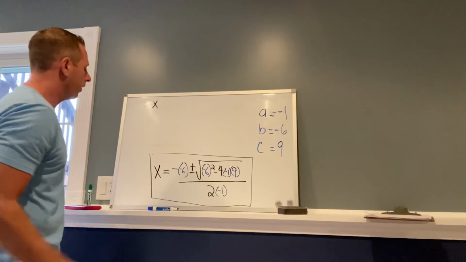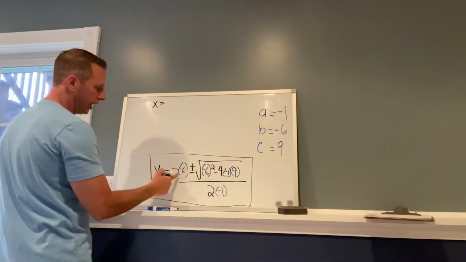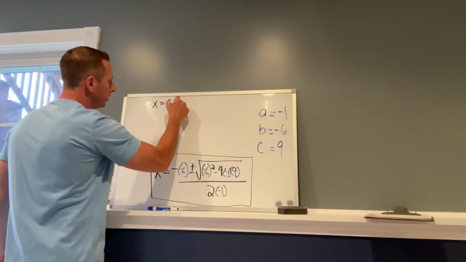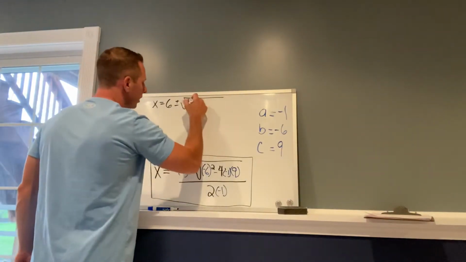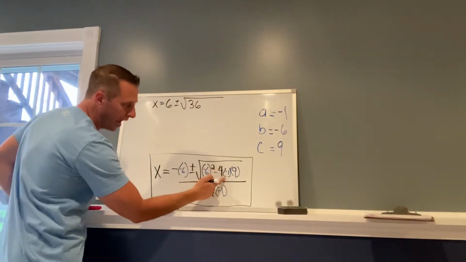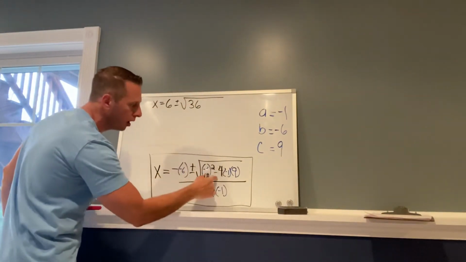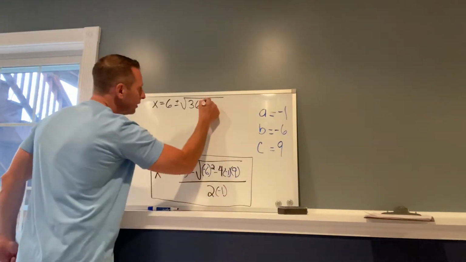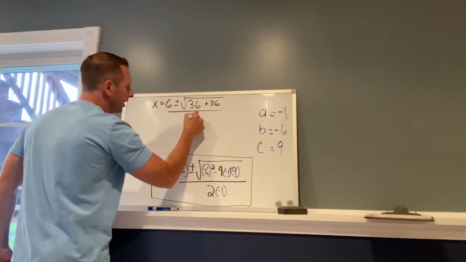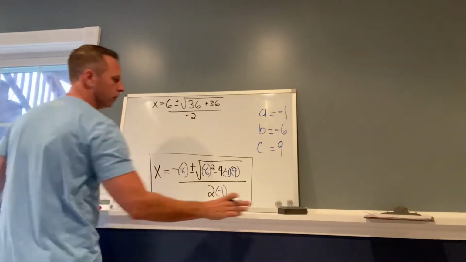Oh no. Okay, x equals negative 6. Negative 1 times negative 6, positive 6. Plus or minus the square root. Negative 6 squared is 36. Negative 4 times negative 1 is positive 4. Positive 4 times 9 is positive 36. All over 2 times negative 1, which is negative 2.